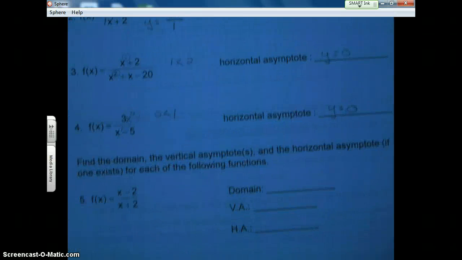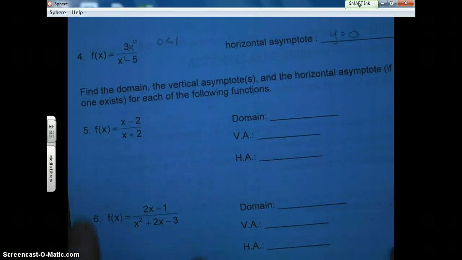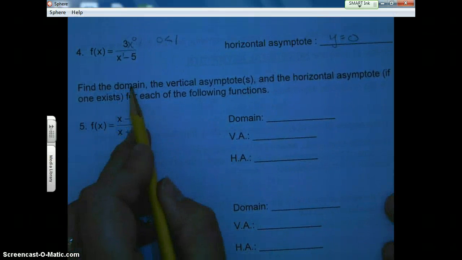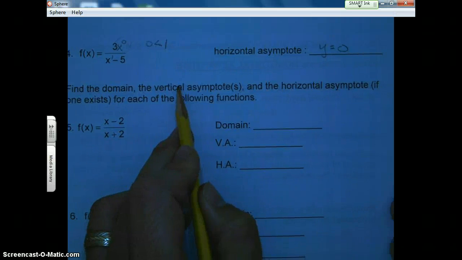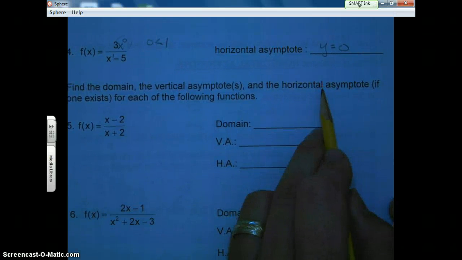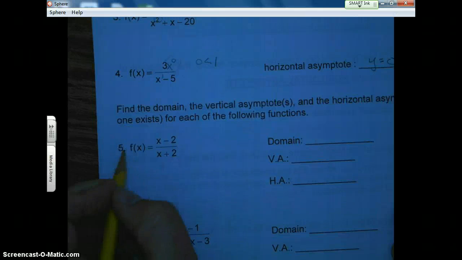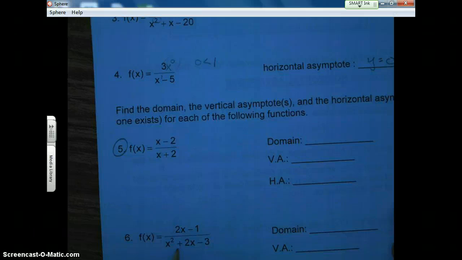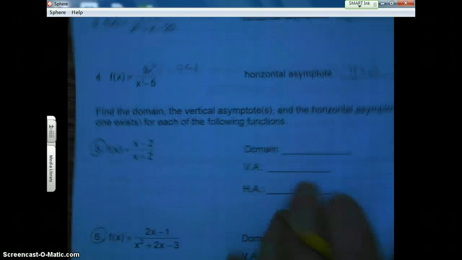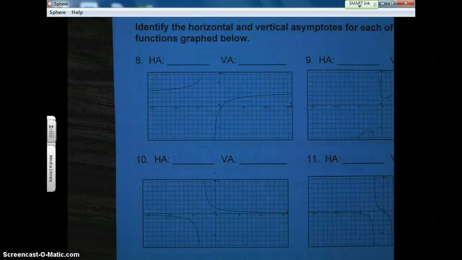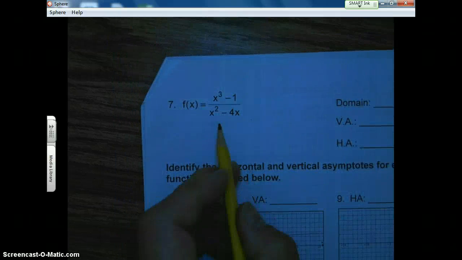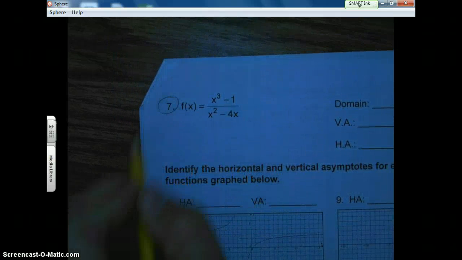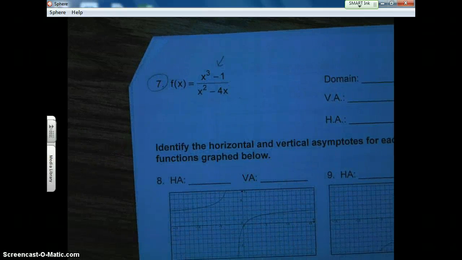Cool. All right. Let's see what we got here. Find the domain. I know how to do that. Vertical asymptotes, I already know how to do that. And the horizontal asymptote. Oh, cool. I'm going to let you guys do this for class. This one. And don't forget to factor on number 6 and number 7. Don't forget to factor the numerator, even though we're not going to be using those factors yet.